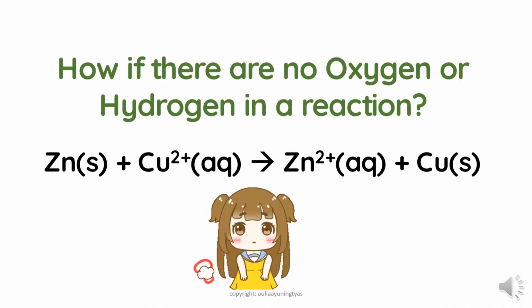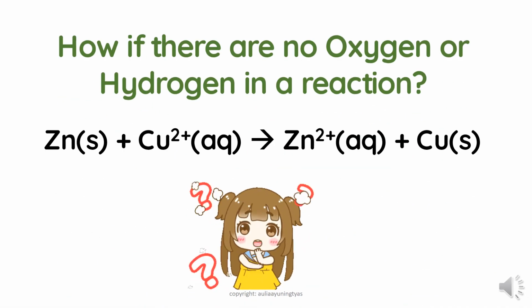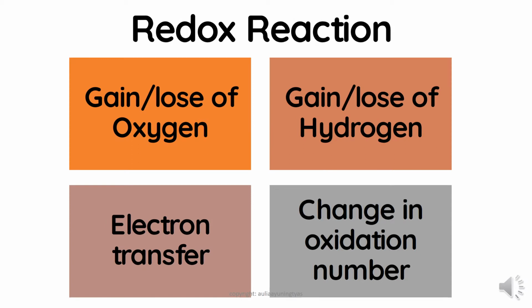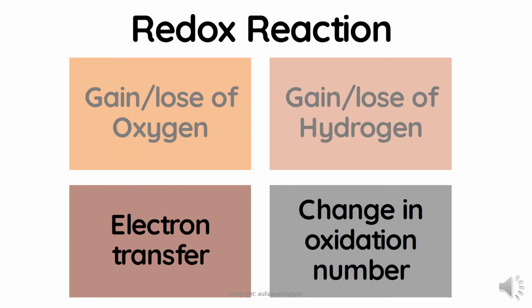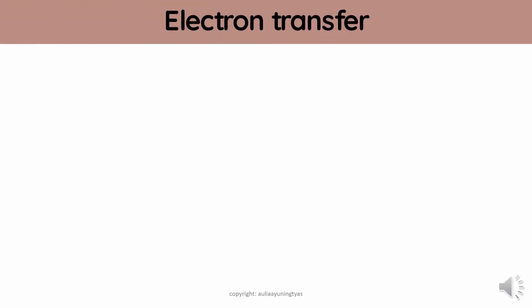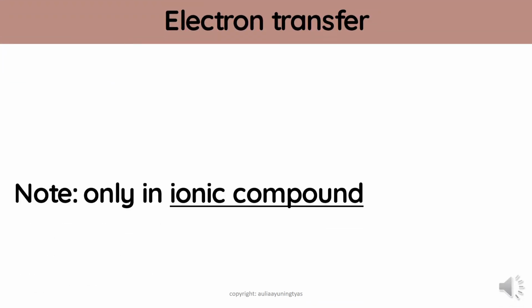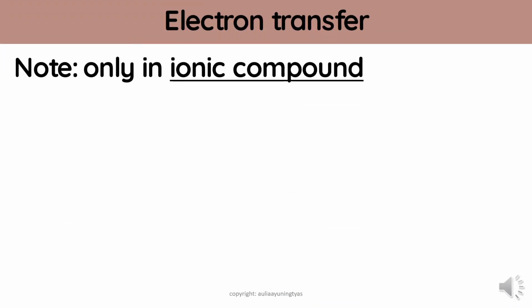But what if there is no oxygen or hydrogen in a reaction like shown in the reaction below? Thus, it's time to see redox reaction in terms of electron transfer and change in oxidation number. For now, let's focus on the electron transfer. Please keep in mind that electron transfer only happens in ionic compound.